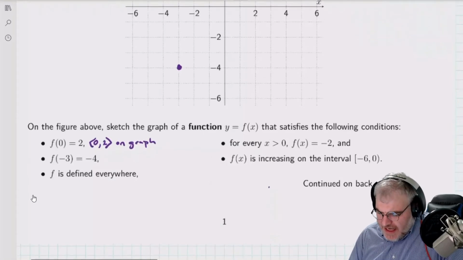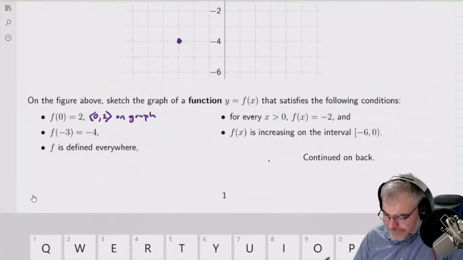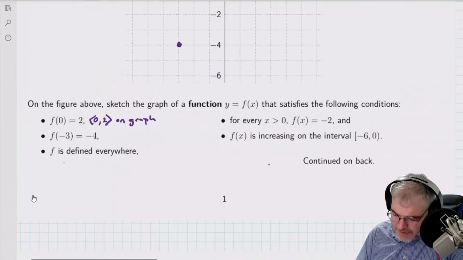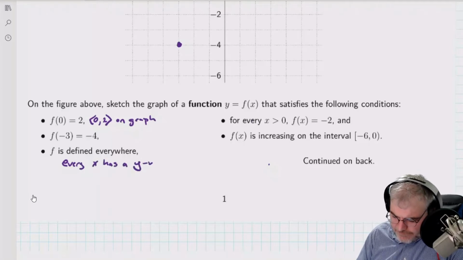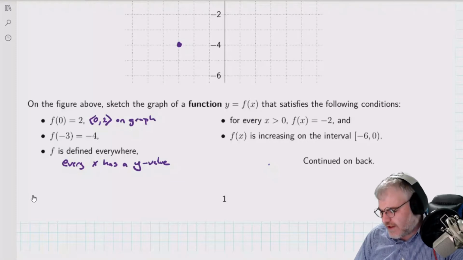This next one says, and feel free to ask questions, every x has a y value. That's what this one says. So I can't really graph this yet, so I'm just going to make a little note. That means every x has a y value.